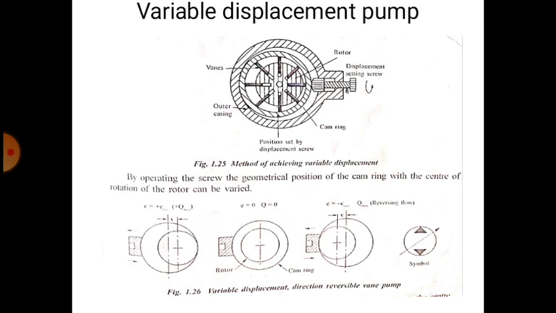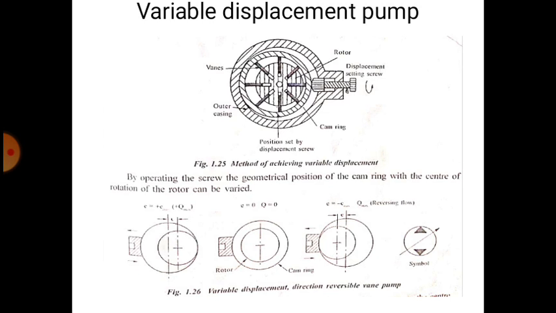Variable displacement pump. Here, variable displacement means we can vary the discharge of the pump by varying the eccentricity. When E is equal to 0, suction is not going to take place and discharge is also not going to take place. When E becomes equal to E maximum, the discharge of the pump is maximum per revolution.